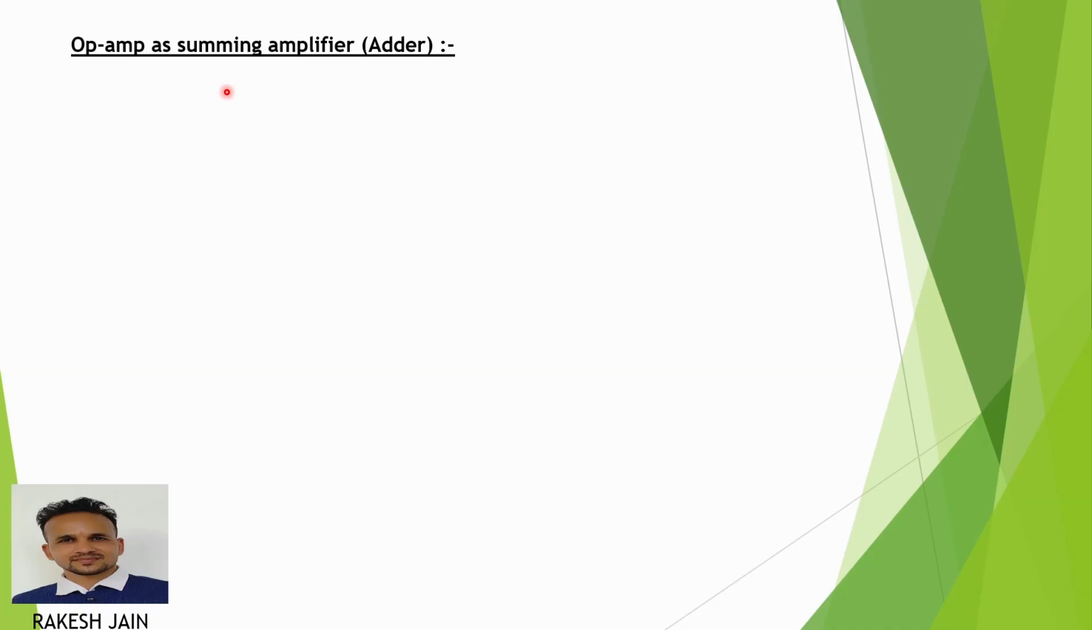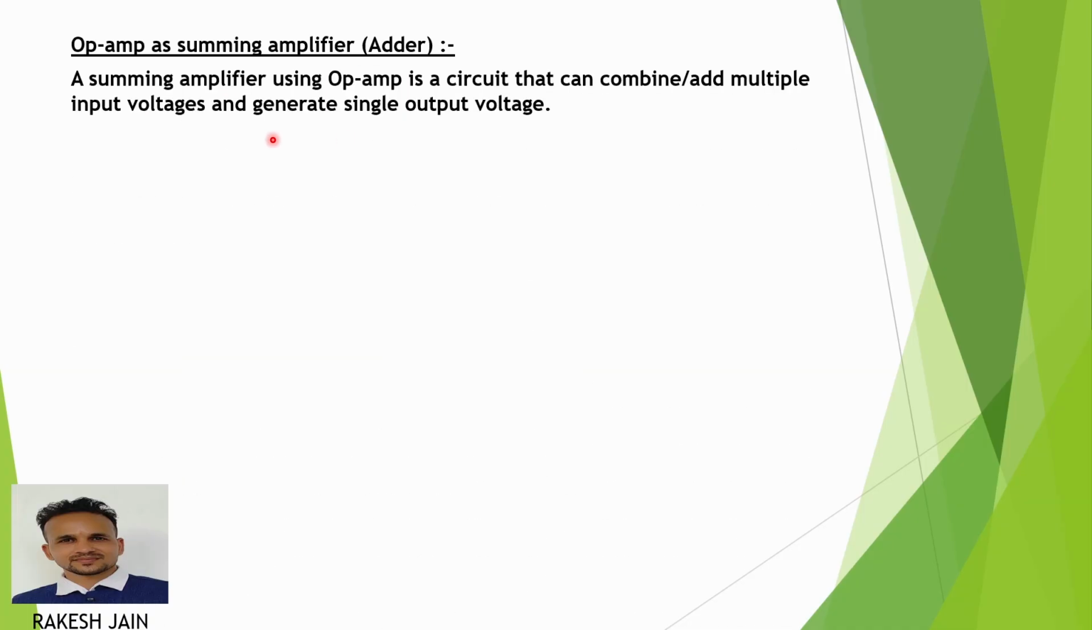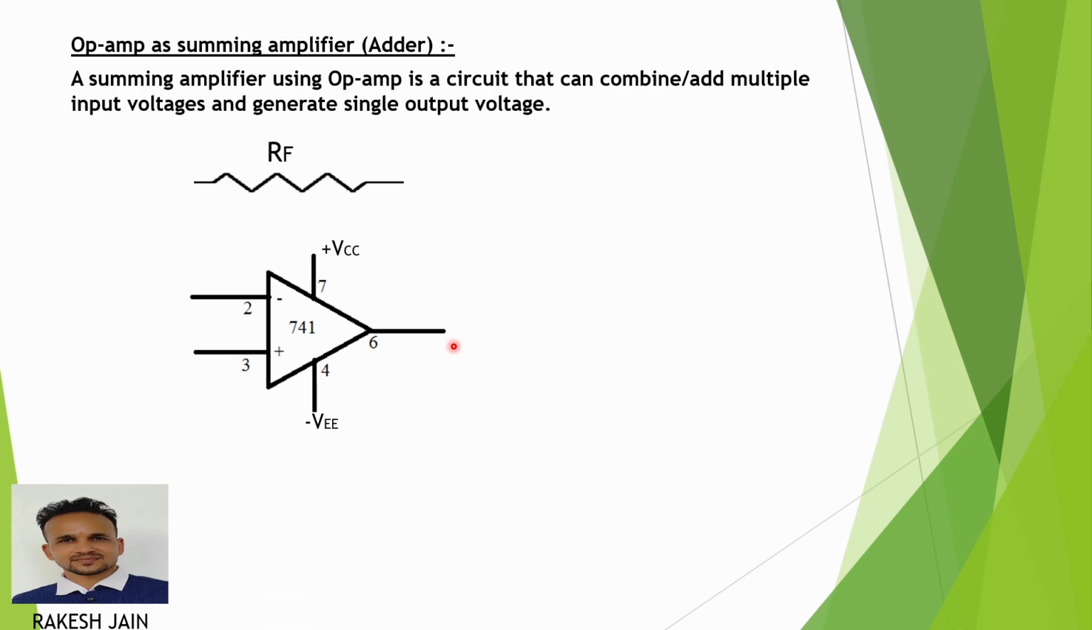Now, operational amplifier as a summing amplifier, that is known as an adder. A summing amplifier using an operational amplifier is a circuit that can combine or add multiple input voltages and generate a single output voltage. This one is the symbol of the operational amplifier. Again, I will connect the same 7 number pin with plus 12 to plus 15 volt. Minus pin is from minus 12 to minus 15 volt.